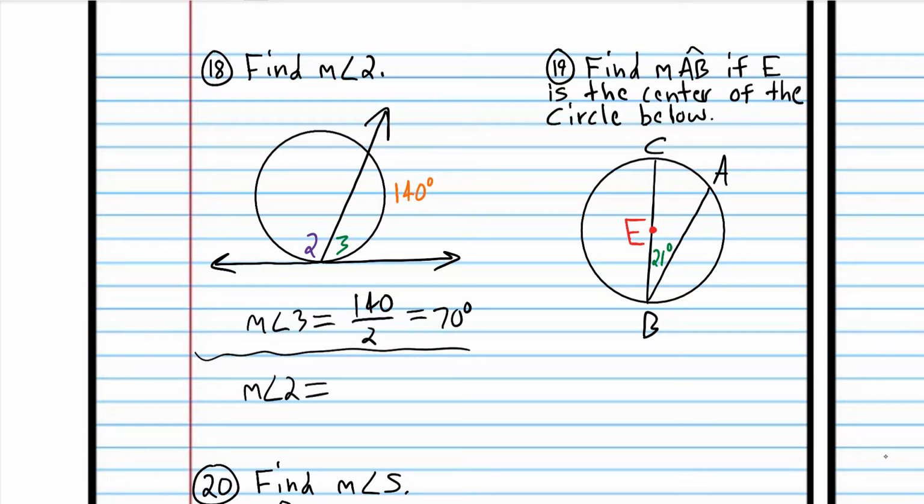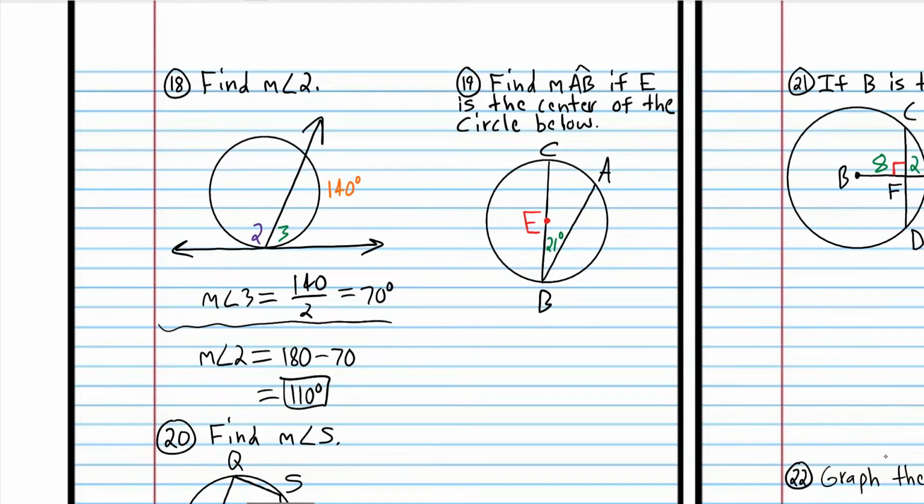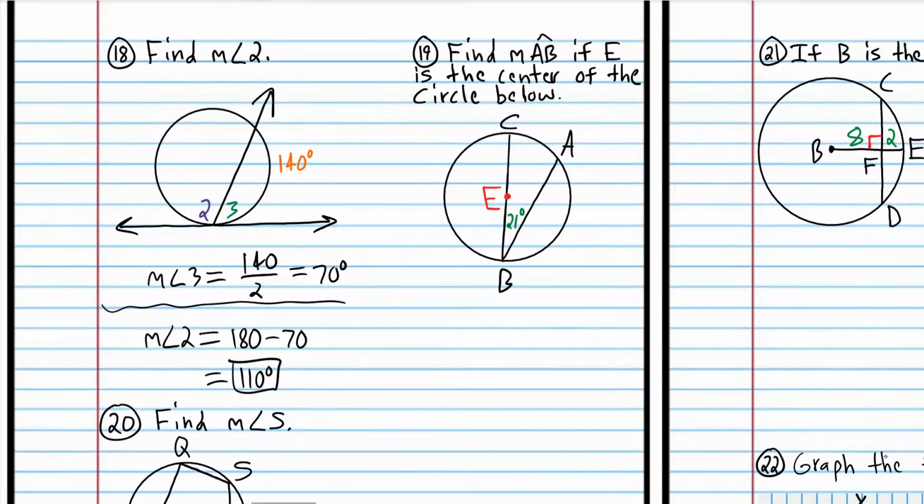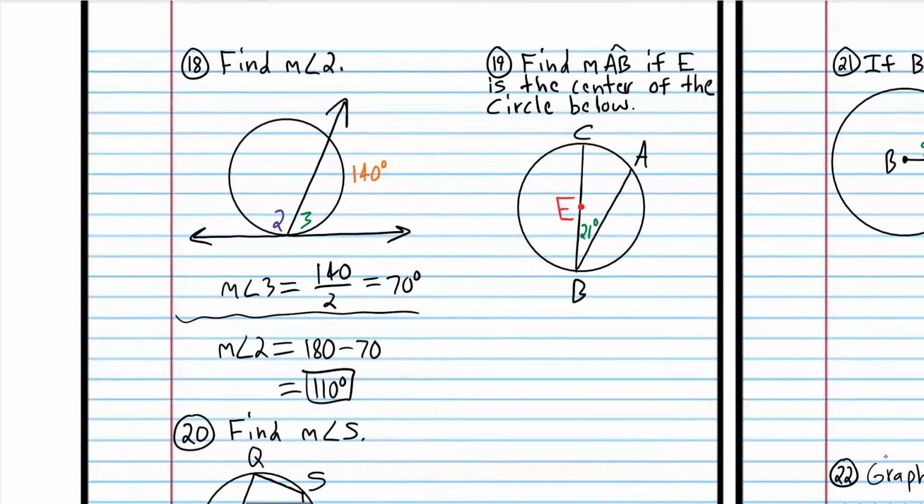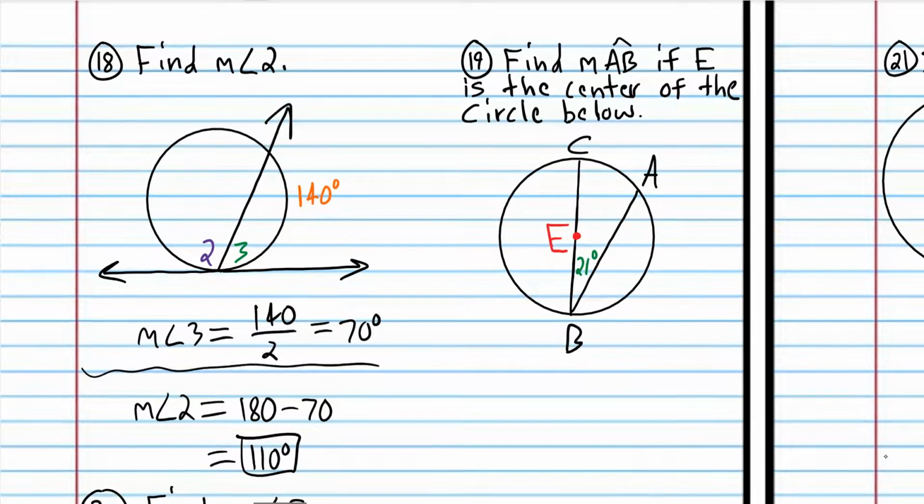So the measure of angle 2 is equal to 180 minus 70 degrees, which is 110 degrees. If you got that one right, good job. On to number 19. Go ahead and try number 19, and when you come back, we'll do it together.